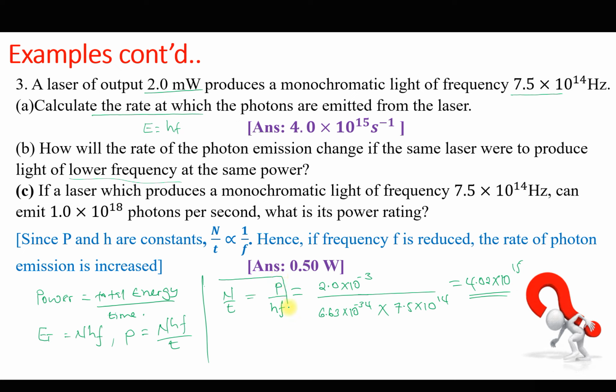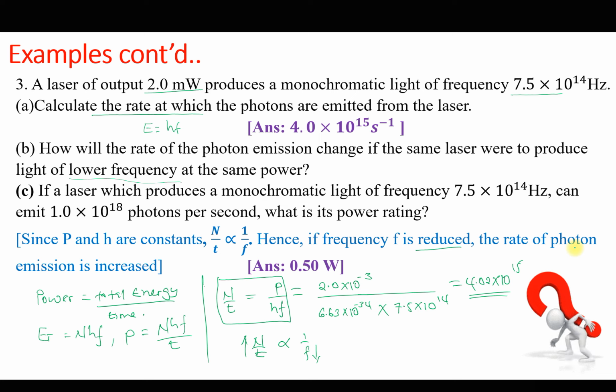Notice from this part of the equation that the number of photons emitted per unit time is inversely proportional to the frequency. They say the same laser were to produce a light of lower frequency. So it means the power is the same, Planck's constant is just a constant. Because the frequency is lower, more photons are going to be emitted. So since P and h are constants, N over t is inversely proportional to f. Hence, if the frequency is reduced, the rate of photon emission increases. So lower frequency means the rate of photon emission has increased.